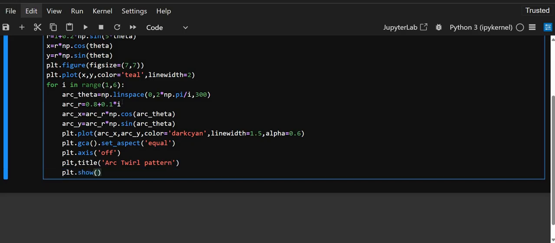So here plt.gca sets the aspect ratio to equal, meaning the units of the x and y axes are equally spaced and scaled, and this ensures that the arcs and spiral remain circular rather than stretched. And plt.axis off turns off the axis lines and labels for a clean look.